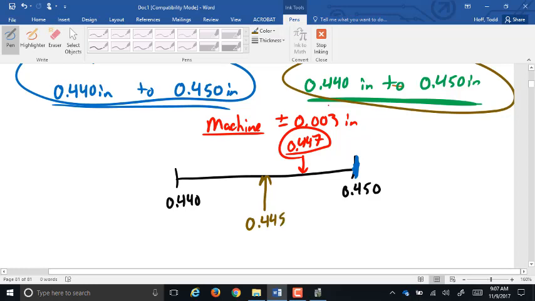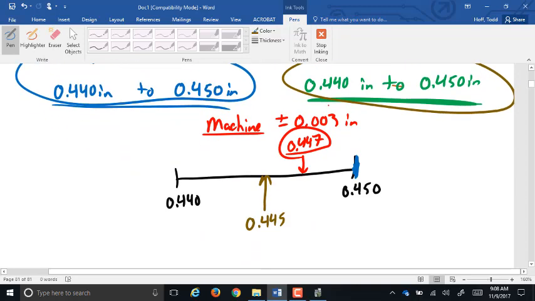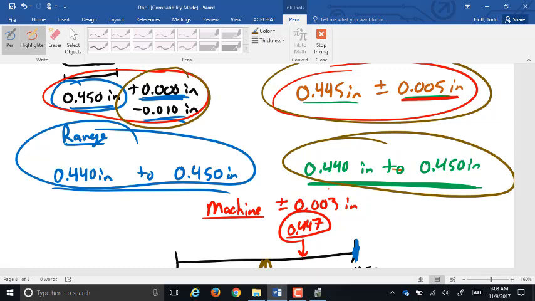So it does make a difference if you're setting up a machine to try to produce these parts. You have to know the capability of your machines to know which way you can cheat. If it's listed as 0.445 plus or minus the 5 thousandths, you're just going to shoot for the middle no matter what. If it's listed as plus 0 and minus 10, then you know you're going to shoot towards one end if your machine possibly is capable of it. Okay, enough of that.